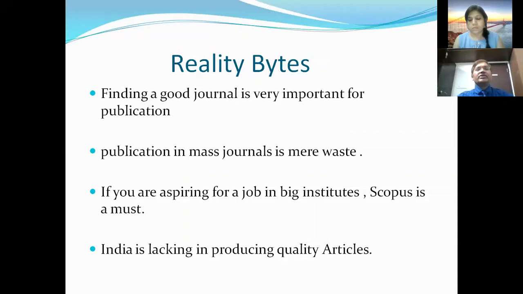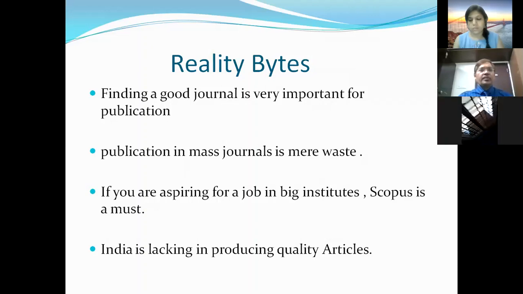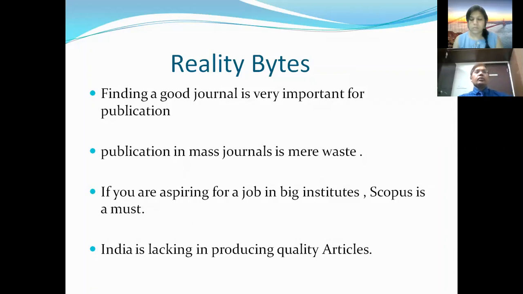But what I say is, publication in mass journals is a mere waste. Mass journals, according to me, are the journals wherein they'll accept your articles and your money and they'll publish. That's not good, what I believe. And if you'd like to join some big institutes, Scopus is a must. They'll not check whether you are published in CARE or some other journals. The minimum is that they will see that there are some Scopus publications. If you have 3 to 4 publications, that will make a lot of difference, and you can join those big institutions, what I believe.